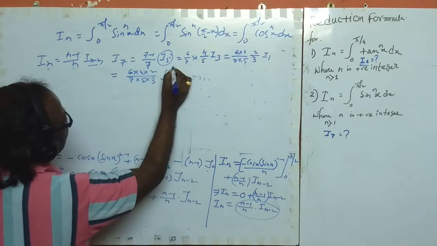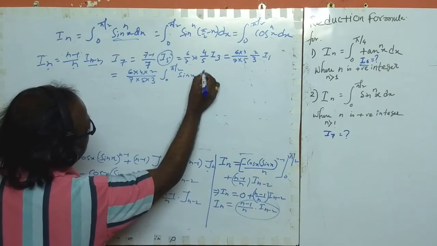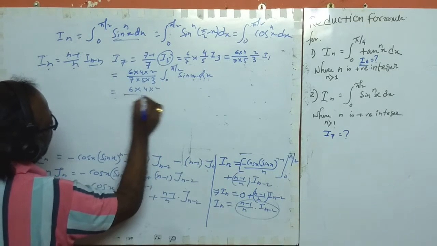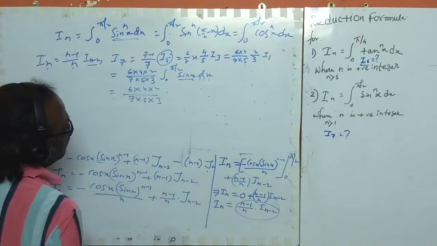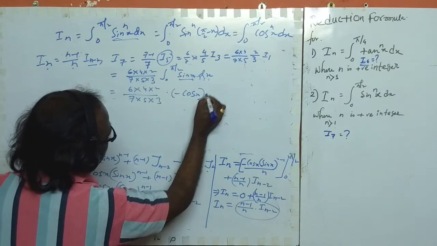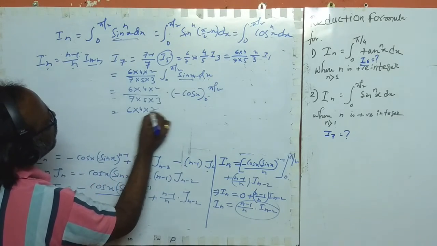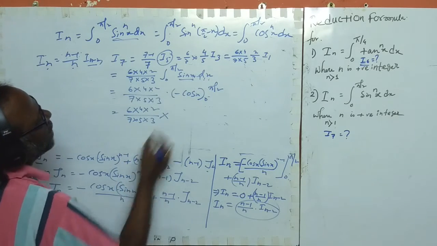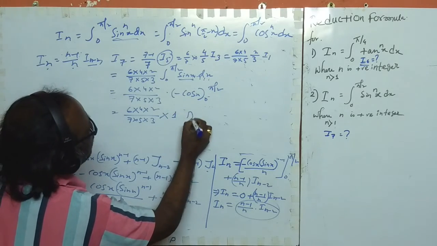I1 means integral 0 to pi by 2, this is 1, sin x dx. 6 into 4 into 2 by 7 into 5 into 3, and the integration of sin x is minus cos x, from 0 to pi by 2. So 6 into 4 into 2 by 7 into 5 into 3, and that will be 0 minus, plus, this is 1. Okay, this is our answer.